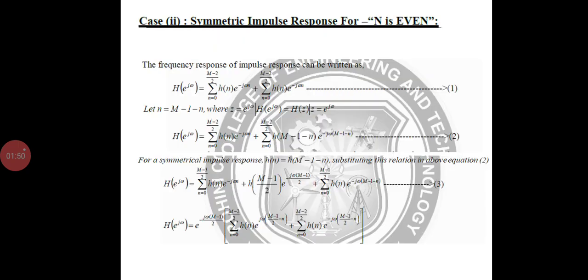Next is the symmetric impulse response for M even. Here also, in the case of even, we split the equation into 2 parts. We substitute n equal to M minus 1 minus n and z equal to e to the j omega, and mark this as equation 2. In the case of the symmetric impulse response, h of n equals h of M minus 1 minus n. Here we substitute into the equation and finally find the values for the magnitude and phase. The magnitude and the phase angle are shown for M even.